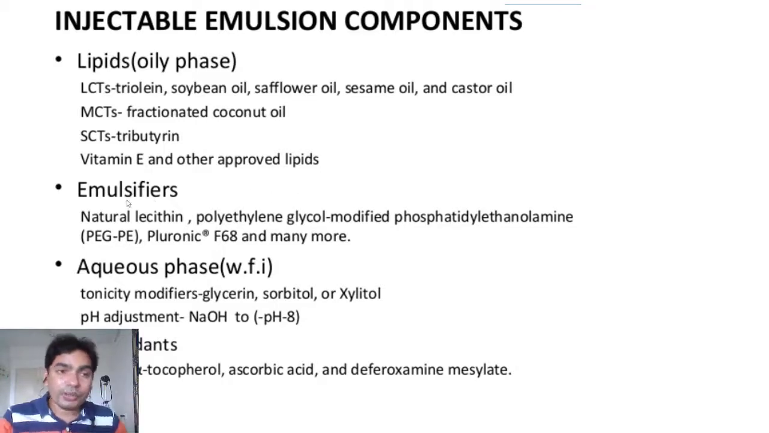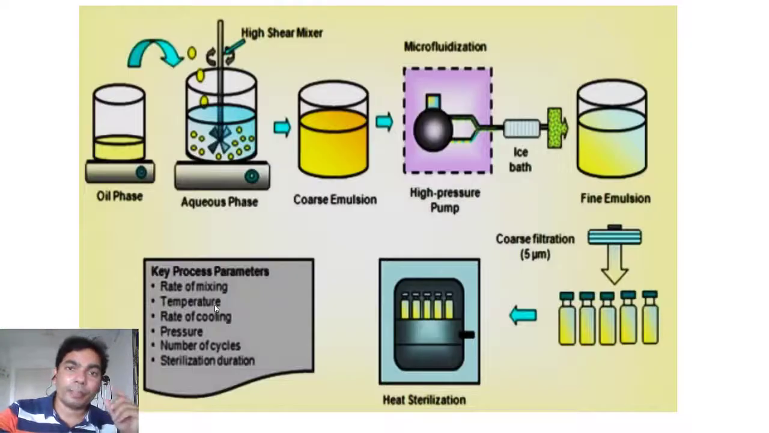The other component is the emulsifier. Emulsifier may be neutral lecithin, lecithin being a phospholipid, polyethylene glycol-modified phosphatidylethanolamine, PEG, pluronic acid, and there may be more. The third one is the aqueous phase, the liquid or water phase. We can take glycerine, sorbitol or xylitol, pH approximately 7 to 8, and some antioxidants such as tocopherol, ascorbic acid, and many more. These are the components of the injections.